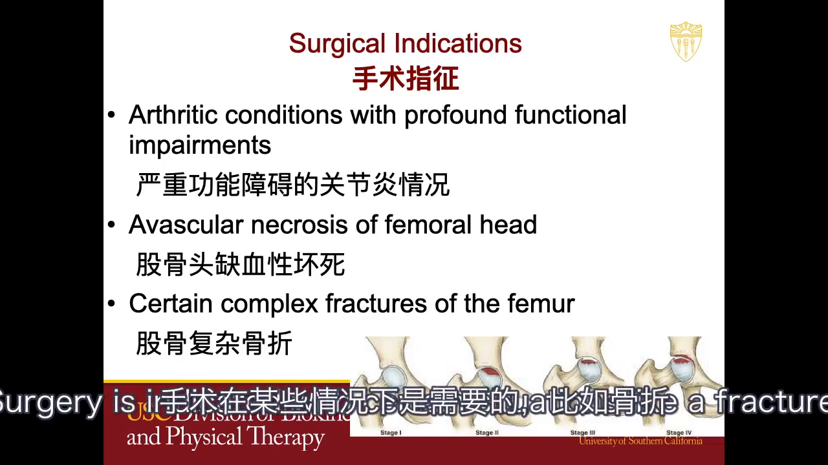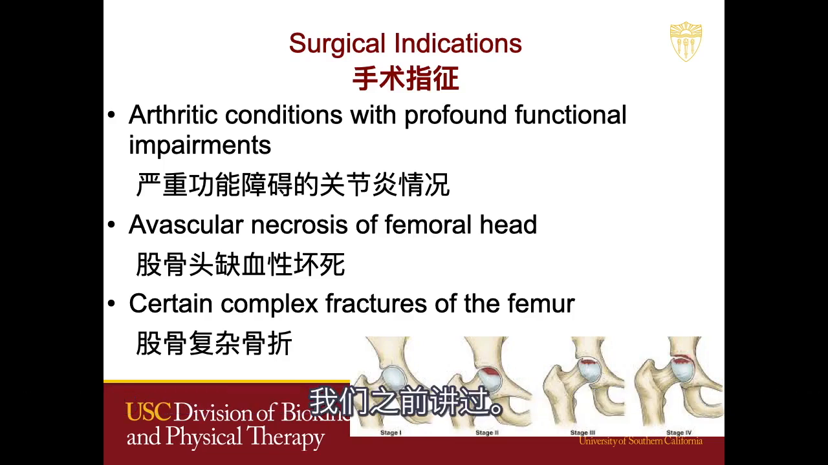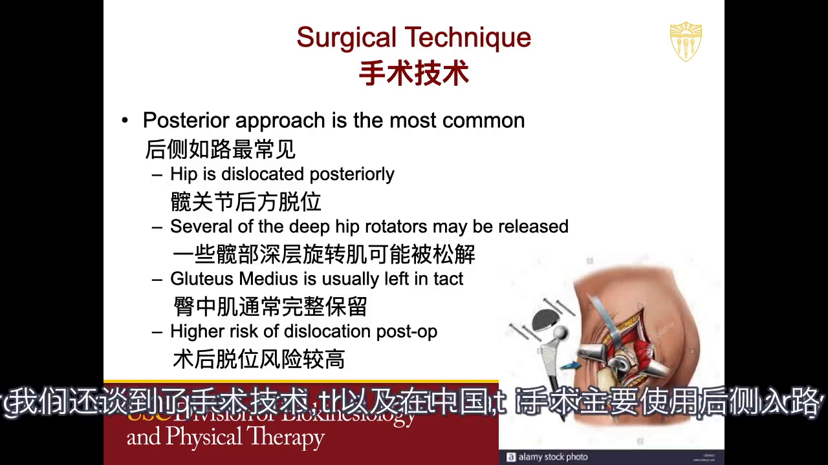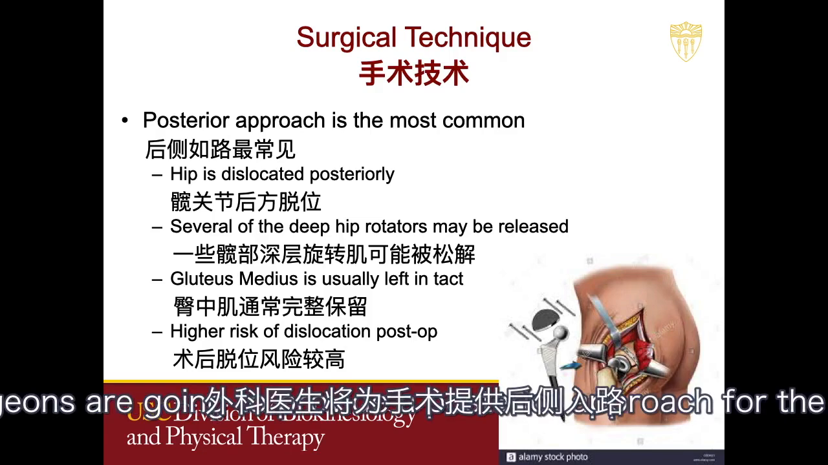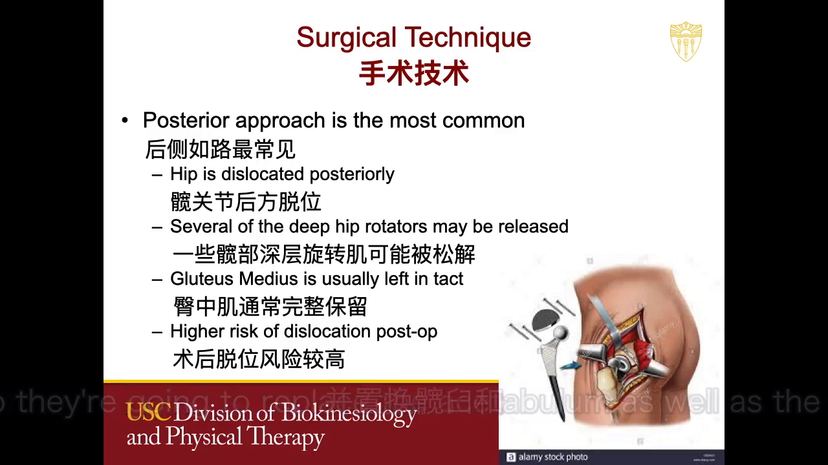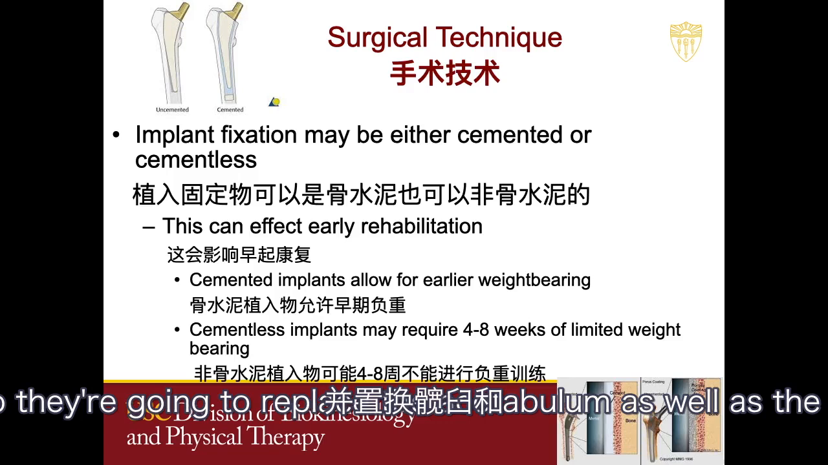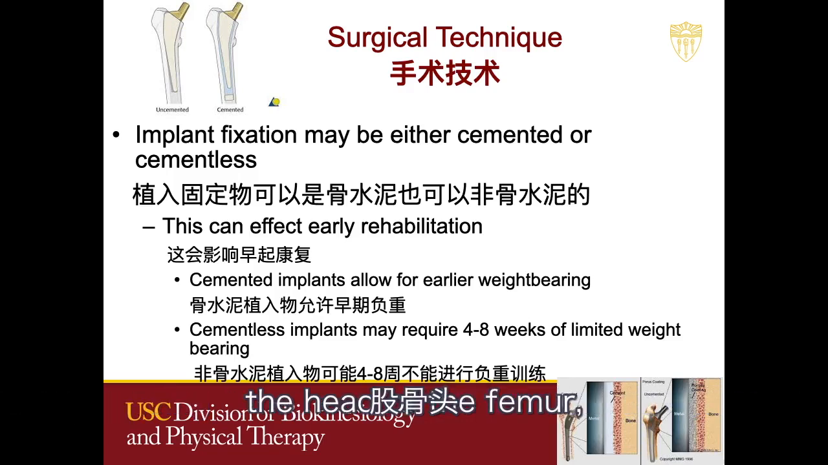Surgery is indicated in certain situations like a fracture. We talked about that, avascular necrosis, and then significant OA. And we talked about the surgical techniques and the fact that in China we primarily use the posterior approach. The surgeons are going to provide a posterior approach for the surgery, and so they're going to replace the acetabulum as well as the head of the femur.